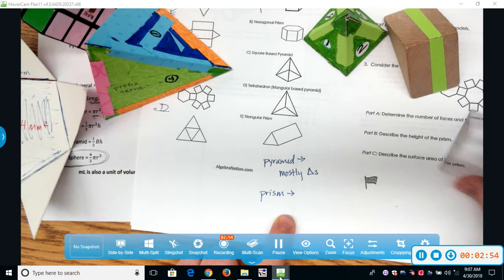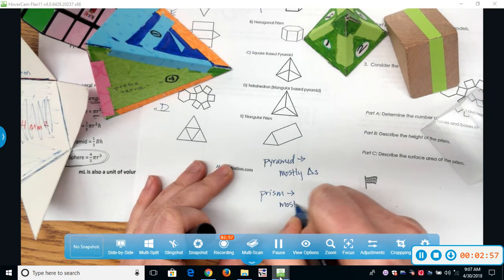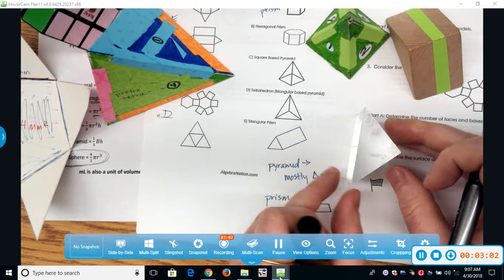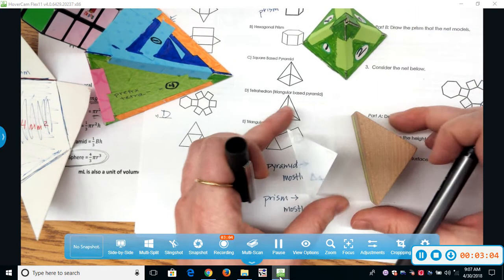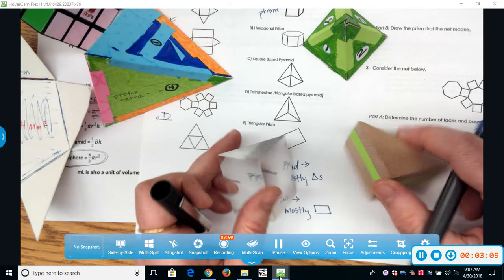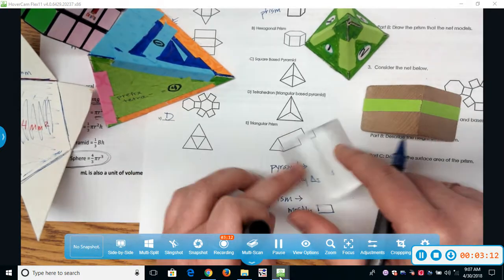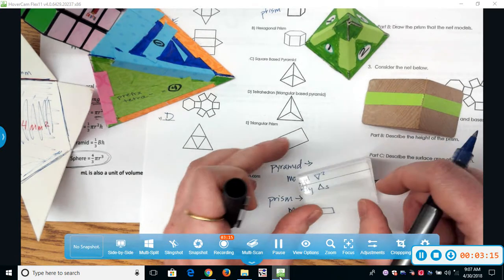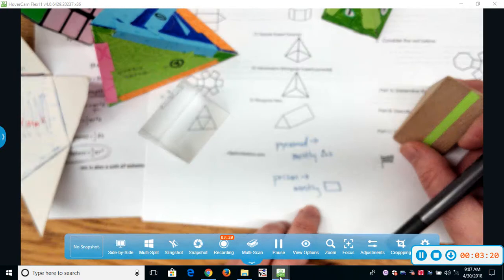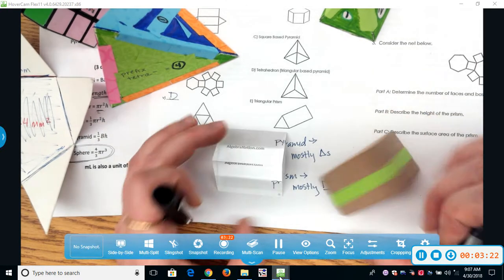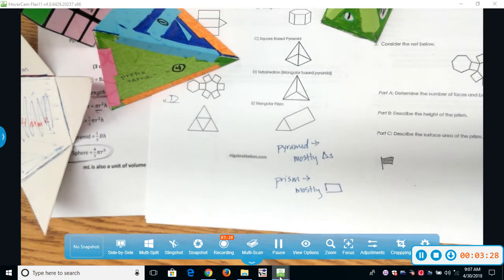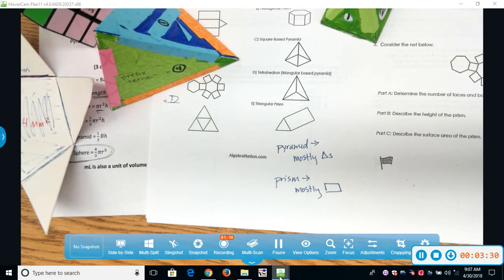Now, prisms have mostly rectangular faces or square faces. So see how these have a triangular side? They have 2 triangular sides, but they have more rectangles. This one has 1, 2, 3 rectangles. This one is the same. So despite having triangles, they're prisms because they're mostly rectangular faces. Okay? So I want to make that distinction because it can be somewhat confusing.